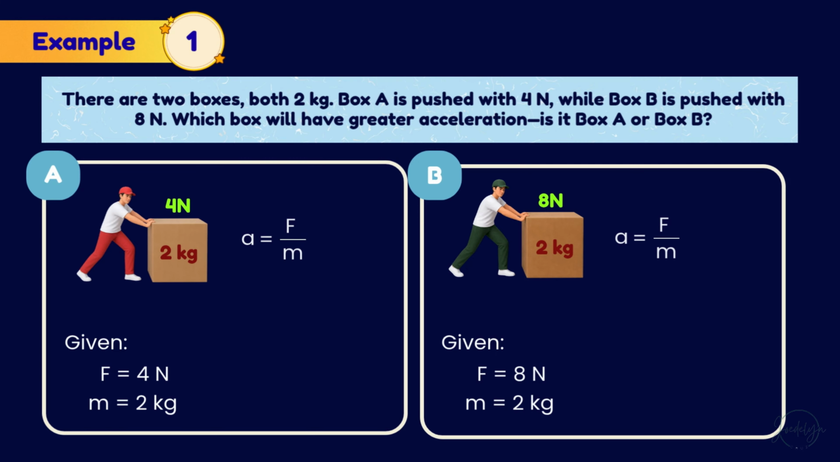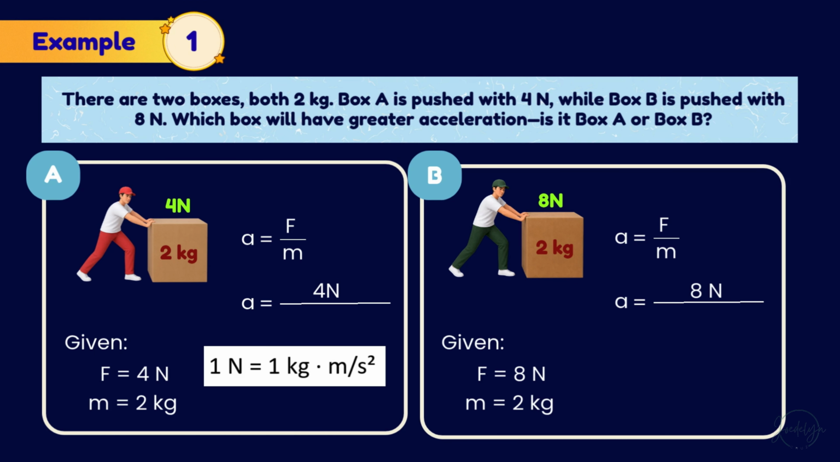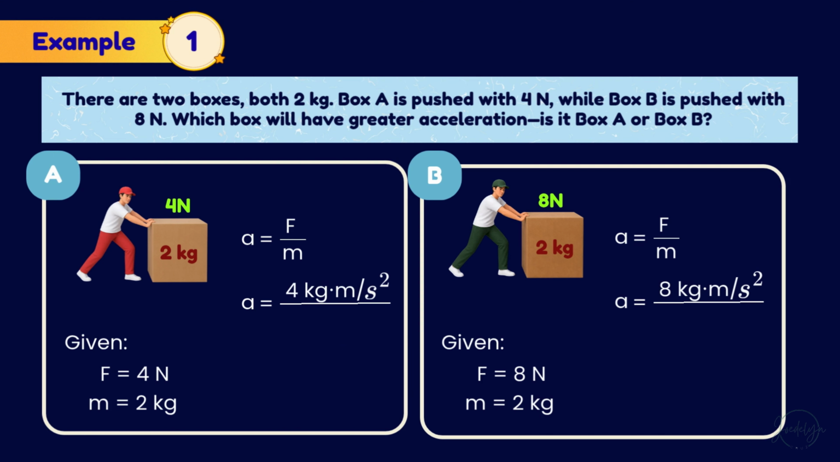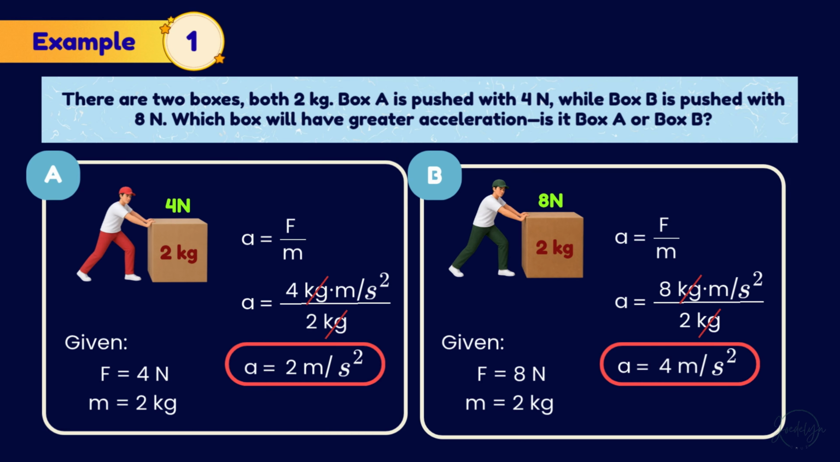Using the formula acceleration equals force over mass, we can substitute the given values. For box A, the force is 4 newtons, and for box B, it's 8 newtons. Since 1 newton equals 1 kilogram times meters per second squared, writing the force this way makes it easier to see how the units simplify when divided by the 2 kilogram mass. Let's divide both. So the acceleration of box A is 2 meters per second squared, while the acceleration of box B is 4 meters per second squared.